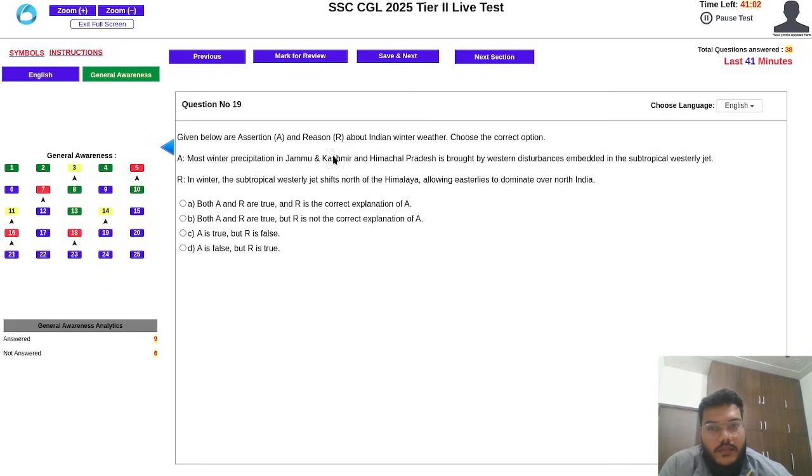In winter, the most winter precipitation in Jammu and Kashmir is brought by western disturbance, the majority is subtropical westerly jet. ठीक है. In winter, the subtropical westerly jet shifts north of the Himalayas, allowing easterlies to dominate over North India. Allowing easterlies in winter गलत है. सेकंड गलत है. विंटर में तो नीचे आती हैं, तो समर की बात है. आर इज फॉल्स.